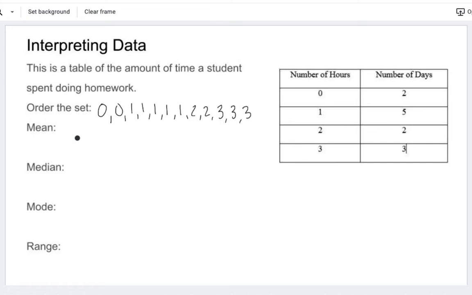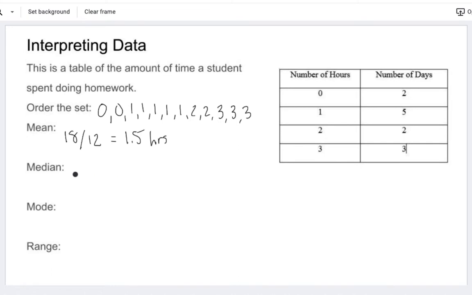Remember, the mean, we're going to add these all up and divide by how many we have. So there's 2, 5, 2, 3, so 12 total days. So we're going to add these all up and divide by 12. So we add them up, we get 18. 18 divided by 12. The mean is going to be 1.5 hours of TV a day.